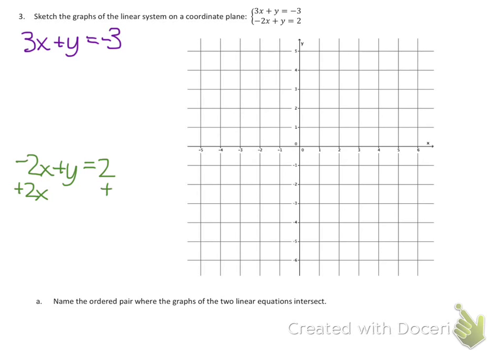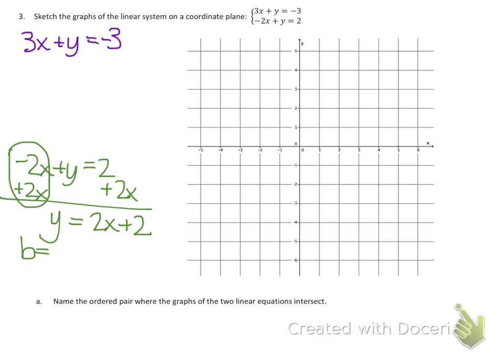So I'm going to add 2x to both sides of this equation. When I do that, this part becomes 0. It cancels out. So on this side of the equation, I'm left with just y. And if I write these in order, I can read the slope best. y equals 2x plus 2. So we can quickly graph that equation in slope-intercept form. The y-intercept b is 2, and the slope is also 2.